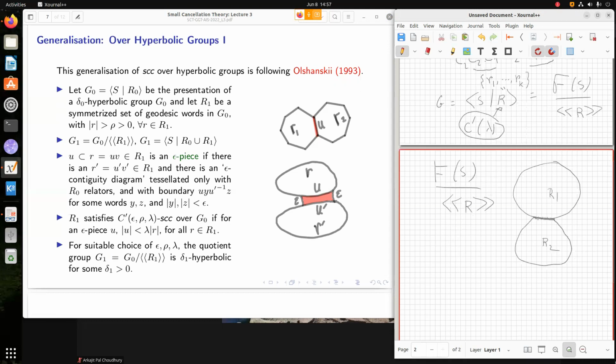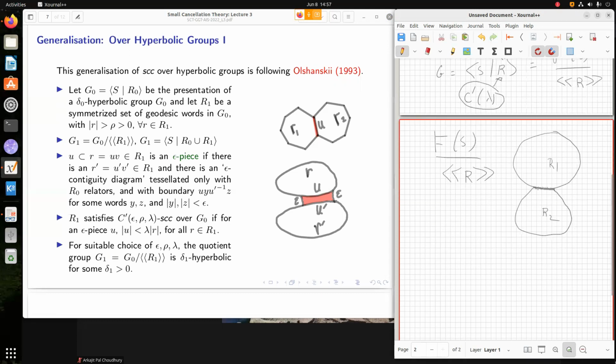Now, suppose we want to do the same thing, but not over a free group, but over a hyperbolic group, an arbitrary hyperbolic group. Suppose we call it G naught. So G naught, the hyperbolic group G naught, suppose we denote it with this, we give it this presentation: G naught is generated by S and having relators R naught.